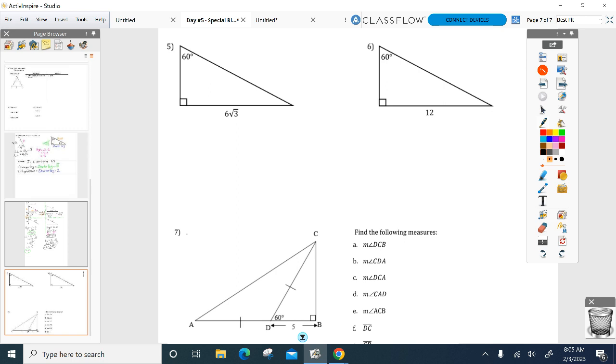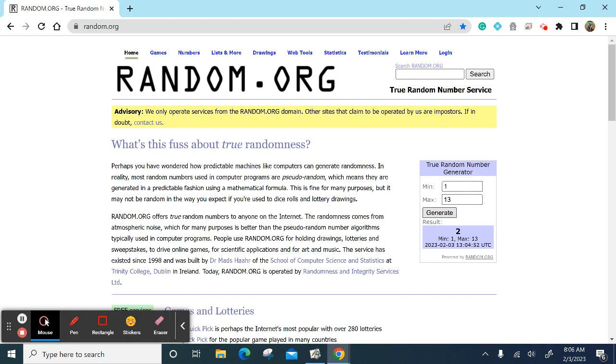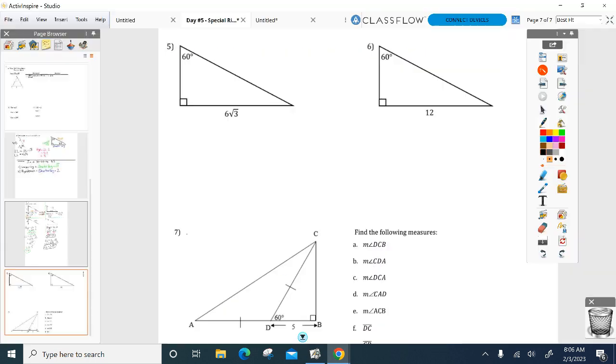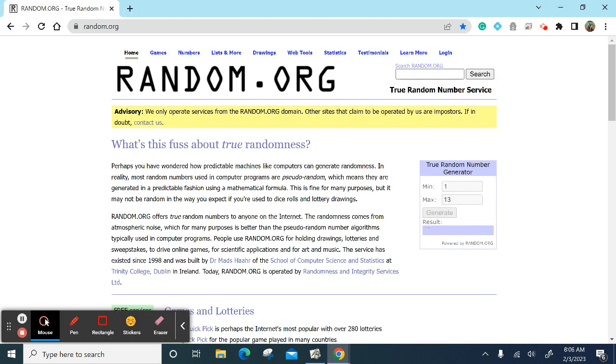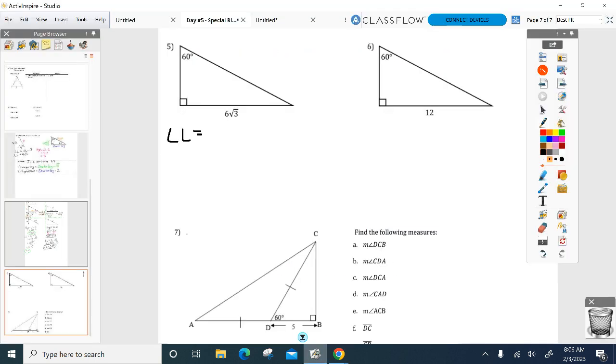All right, I kind of already gave it away, but I'm still going to ask. 12, what's the 6 radical 3? Longer leg, because it's across from the 60, right? So write the longer leg formula. I'm given the longer leg. Longer leg equals shorter leg times radical 3.